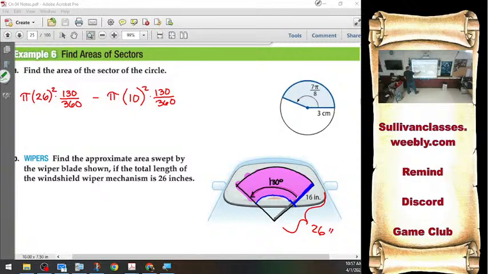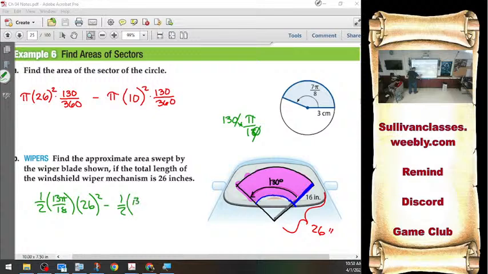If I was in radians, well, 130 times pi over 180, cancel out the zeros, is just 13 pi over 18. So 1/2 times 13 pi over 18 times big radius squared minus 1/2 times 13 pi over 18 times little radius squared. Write your answer in terms of pi. I don't care, degrees or radians.